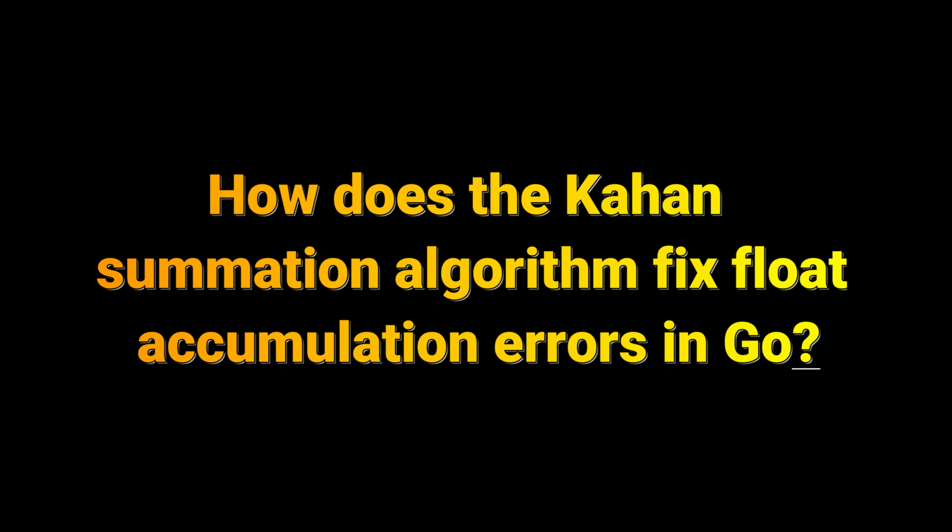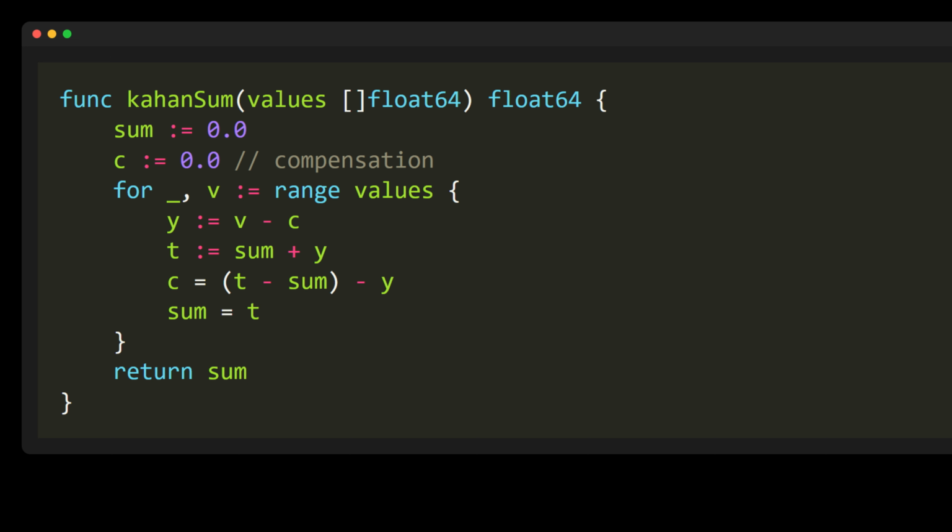Question: how does the Kahan summation algorithm fix float accumulation errors in Go? The Kahan summation algorithm reduces small rounding errors that happen when adding many float numbers. It keeps an extra variable called compensation that tracks the tiny lost bits from each addition. Then it adds them back in future steps. This helps make the final sum much more accurate than normal addition, especially in long loops.